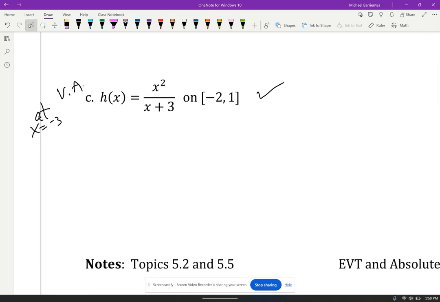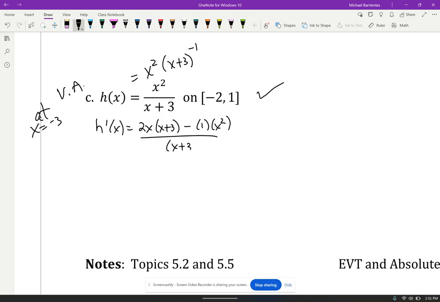For letter C, we again have a choice. We're going to find the derivative. We could use the quotient rule. Some students like to rewrite this into x plus 3 to the negative 1, and then they have to do a product rule. For me, it's really 6 of one, half a dozen of the other, it's the same thing. So I'm just going to do the quotient rule. Take the derivative of the top times the bottom minus the derivative of the bottom times the top, all over the bottom squared. That's the quotient rule.